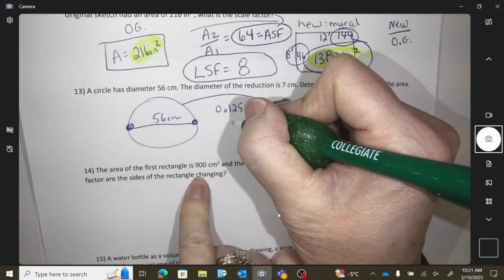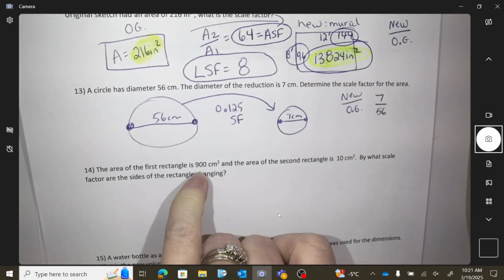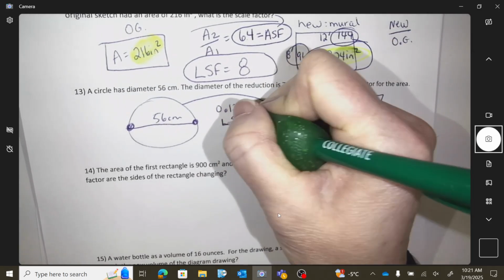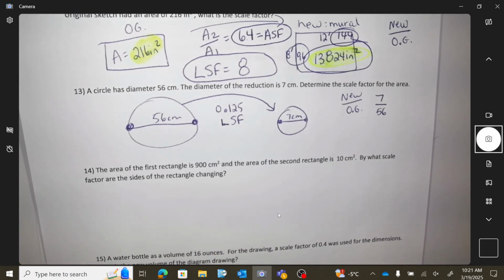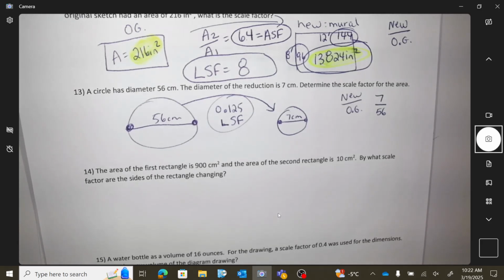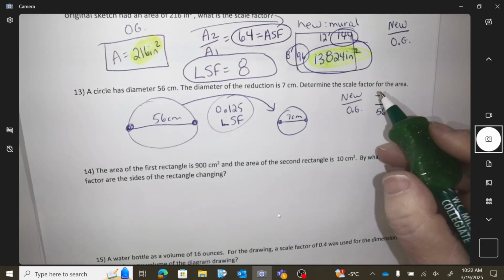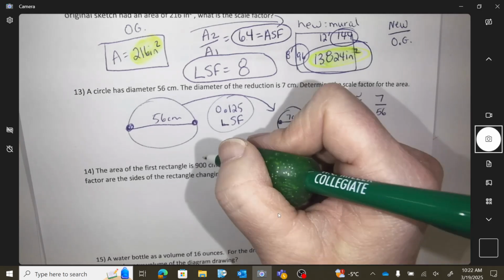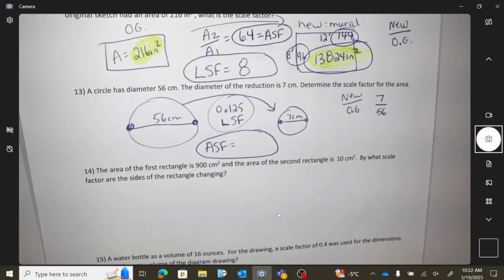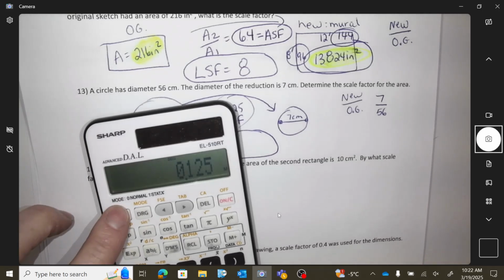Okay. What kind of scale factor should we call this? Is it the change of sides, area, volume? Which one? Linear. Because it was a diameter, which is just a 1 dimension. So what is the scale factor for the areas? So I want to know what's the area scale factor. So what am I going to do? How do I go from linear to area? Square it. So I'm going to square it.